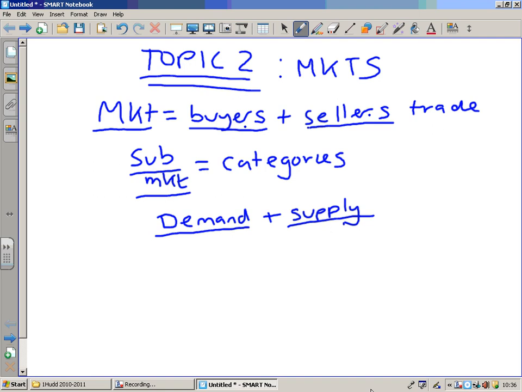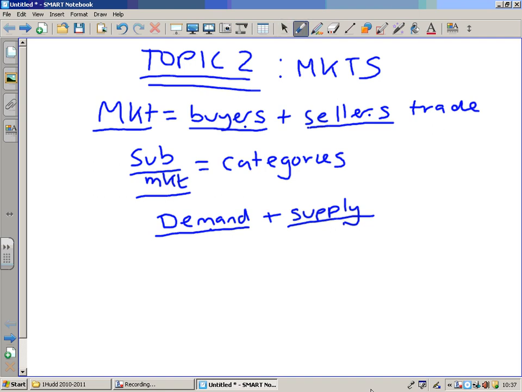Let's think about the definition of these two different concepts first of all. It's very important that you're very specific with your definitions. Demand is the number of people who are willing and able to buy goods and services at different price levels at a given period of time. Supply is the number of goods and services a business is willing and able to supply at different prices at a given period of time. That definition needs to be concrete if you are to pick up the marks on it.